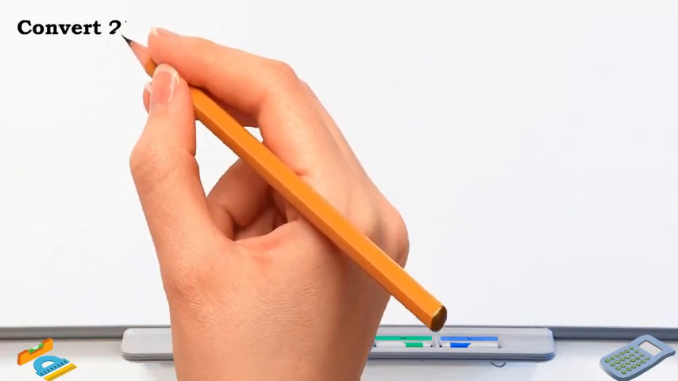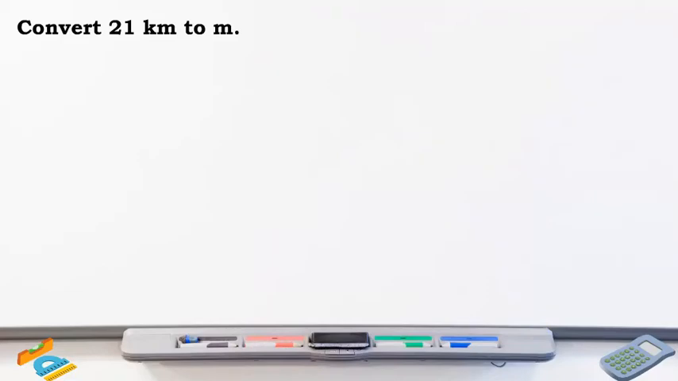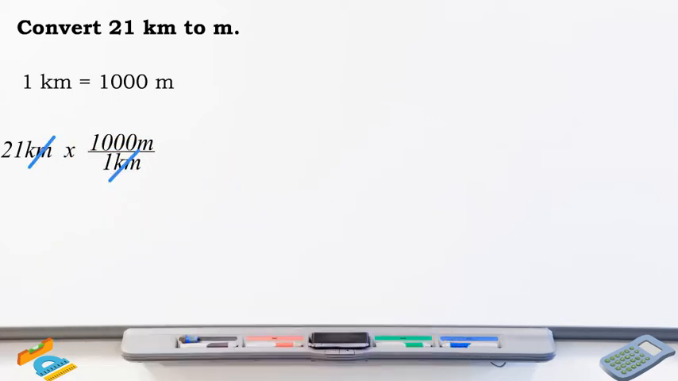Let's convert first the distance run by Zale, which is 21 kilometer to meter. We can use the conversion factor that in every kilometer, there are 1,000 meter. And so, we can multiply 21 kilometer to 1,000 meter over 1 kilometer. And the answer is 21,000 meter.